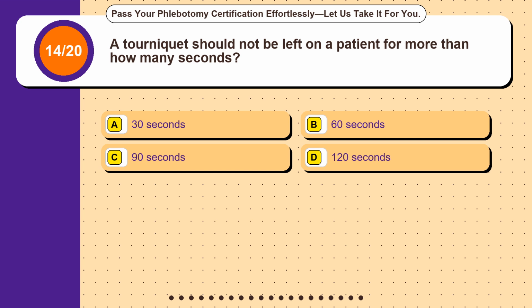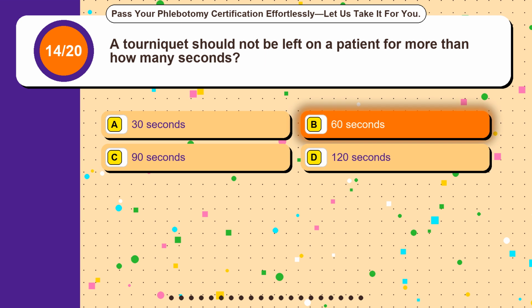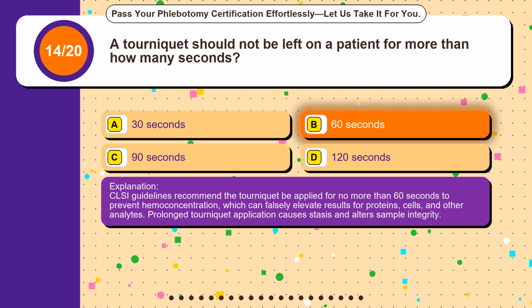Question 14. A tourniquet should not be left on a patient for more than how many seconds? Option A, 30 seconds. Option B, 60 seconds. Option C, 90 seconds. Option D, 120 seconds. The correct answer is option B, 60 seconds. CLSI guidelines recommend the tourniquet be applied for no more than 60 seconds to prevent hemoconcentration, which can falsely elevate results for proteins, cells, and other analytes. Prolonged tourniquet application causes stasis and alters sample integrity.